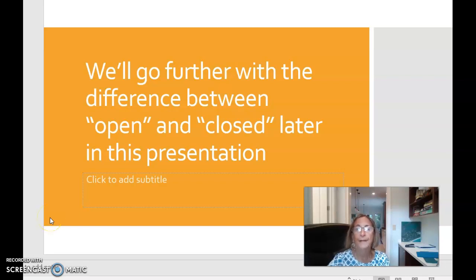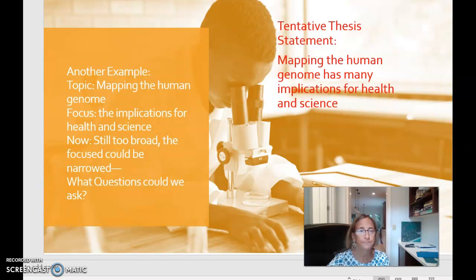We'll go further into the difference between open and closed later in the presentation, but just know that the example I just showed you, with those numbered blueprint points, makes it a closed thesis statement. Here's another example, a very different topic, but we have to go through the same process. We're talking about mapping the human genome.